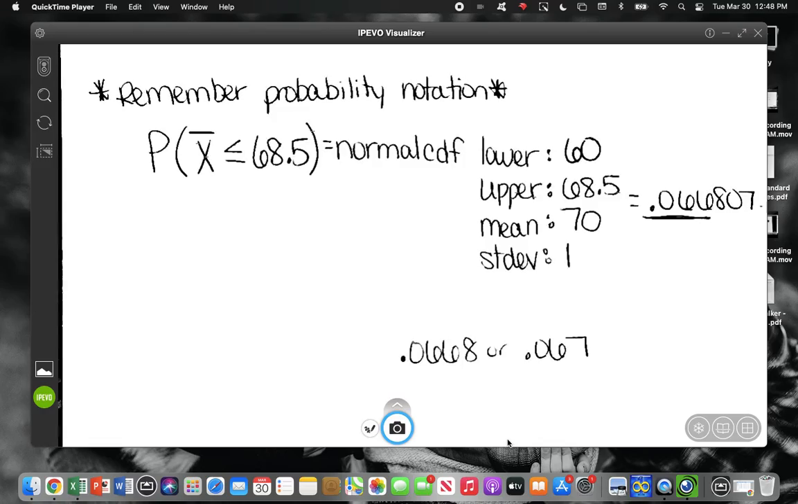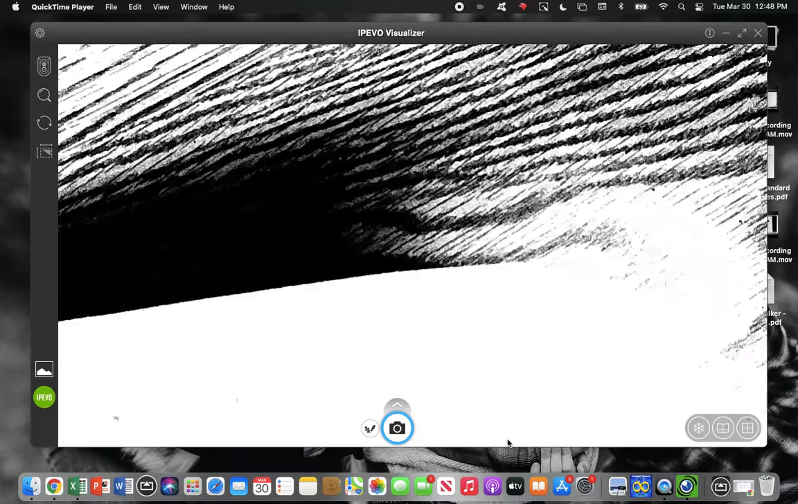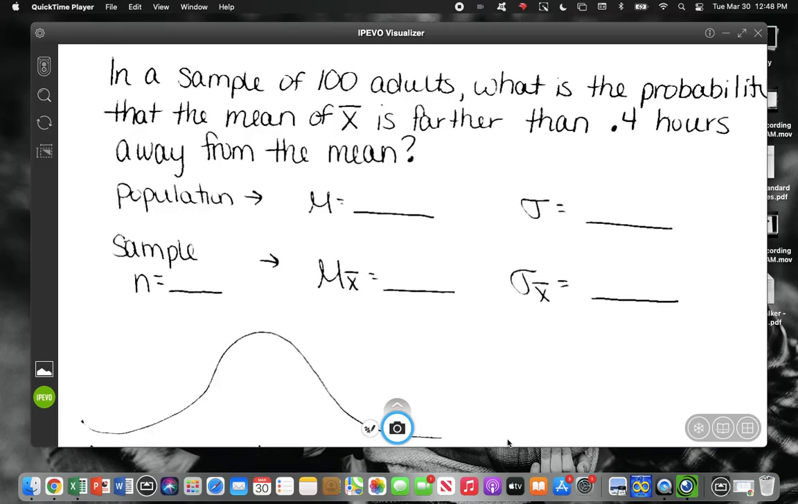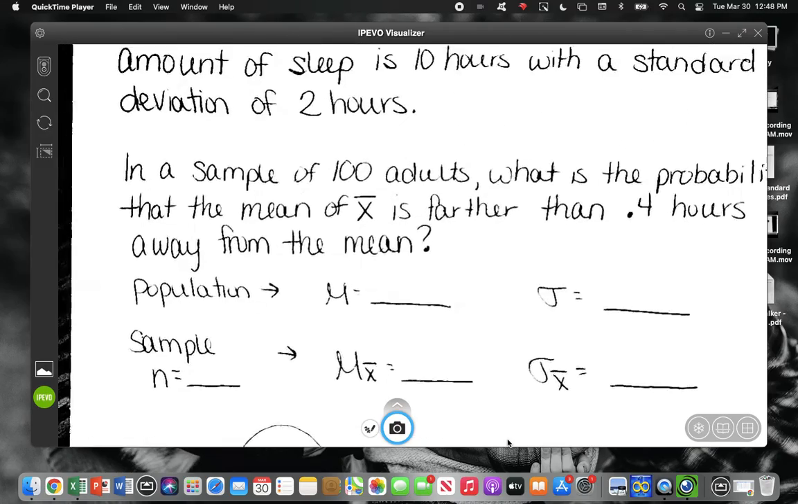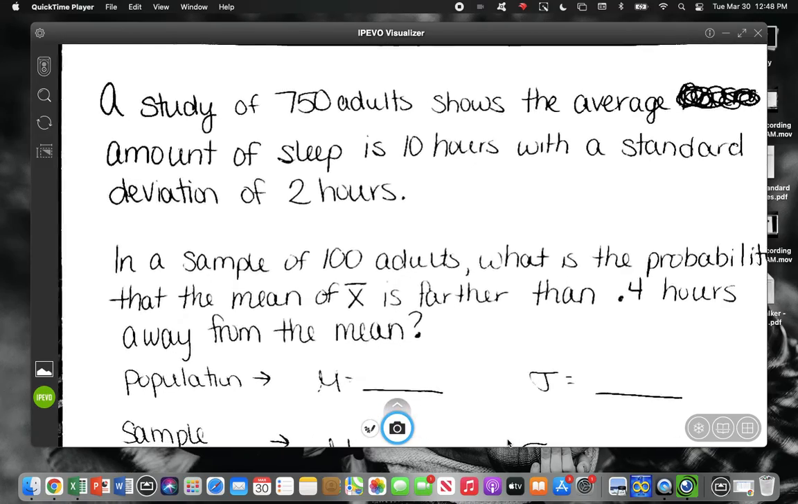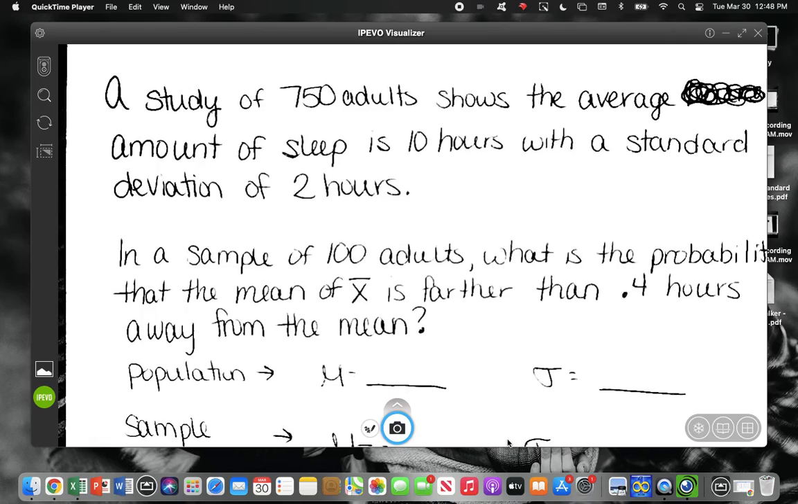All right, now I like this second question. I took this from another example, and it's saying that a study of 750 adults shows that the average amount of sleep is 10 hours with a standard deviation of 2. I would like to meet these adults that are getting 10 hours of sleep. I don't know where they're at or where they live or what they do, but it would be nice to meet those people. I'm kind of jealous.